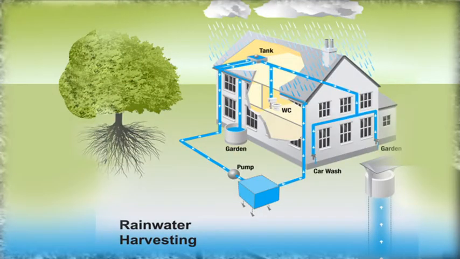Now, what is rainwater harvesting? Rainwater harvesting is basically collecting rainwater and storing it in tanks, whereby the water that is stored in the tanks could be used in the drier season. You can just have a look at the small diagram here, rainwater harvesting.